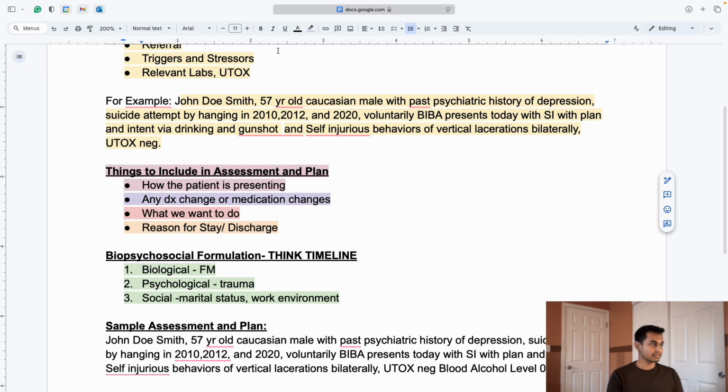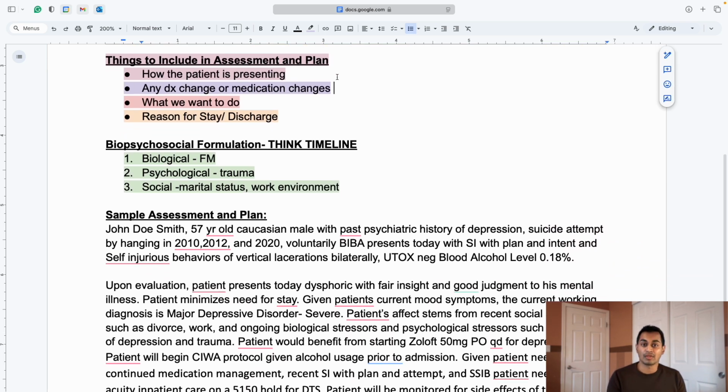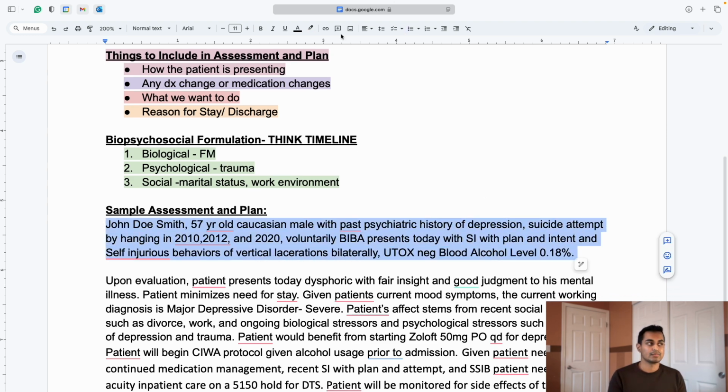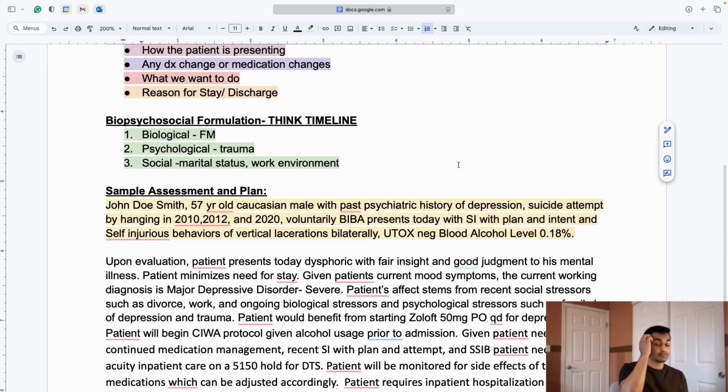Some of these things are going to be templates at your rotation or specific wording that's required by the hospital, that a resident, a fellow, or an attending might provide. So I wrote a very quick and dirty assessment and plan for you guys to look at, based off the patient presentation we had at the beginning. Again, I have not written one in a while, so it might not include everything, but this is the skeleton that you can start out with.